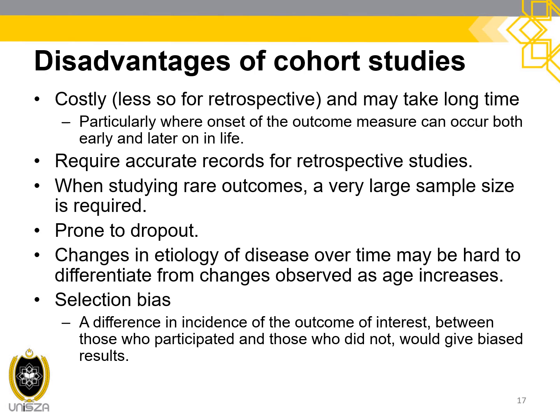Cohort studies are prone to dropout, and changes in etiology of disease over time may be hard to differentiate from changes observed as age increases. Cohort studies are also prone to selection bias, where a difference in incidence of the outcome of interest between those who participated and those who did not participate in the study will give a biased result.